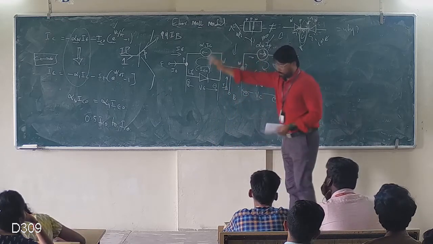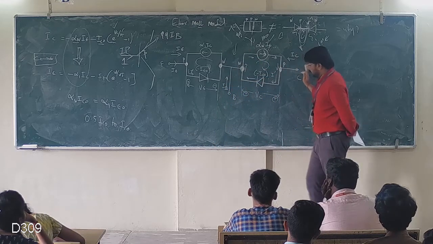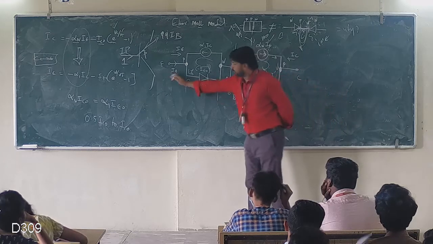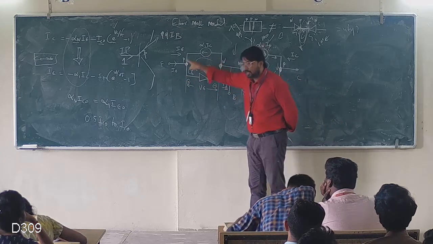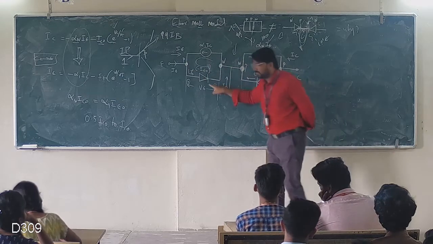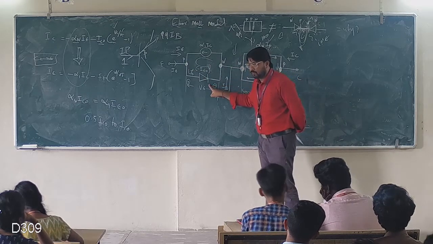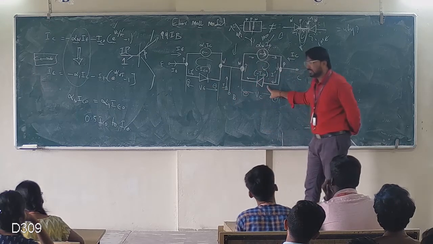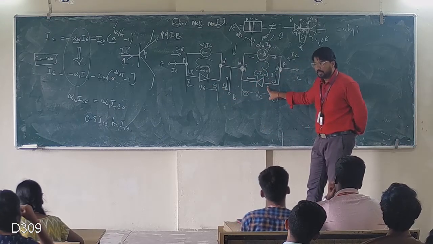So now come to the Ebers-Moll model. You got the point? So collector, base, emitter. What is this? Gain of the emitter junction. What is this? Gain of the collector junction. What is this? Reverse leakage current offered at the emitter junction. And what is this? Reverse leakage current offered at the collector junction.